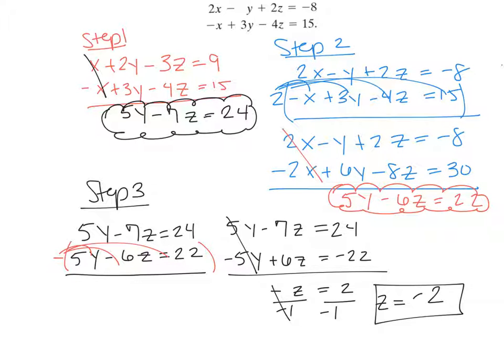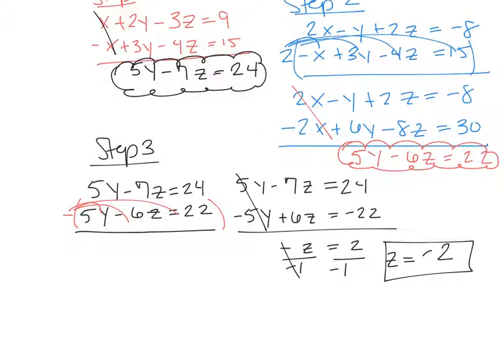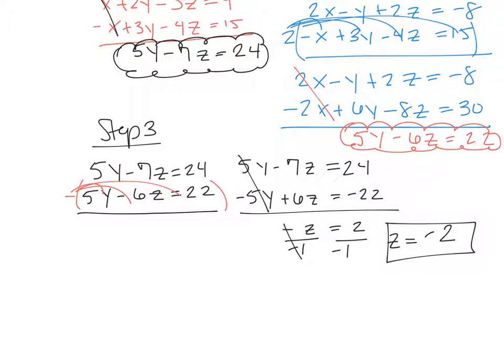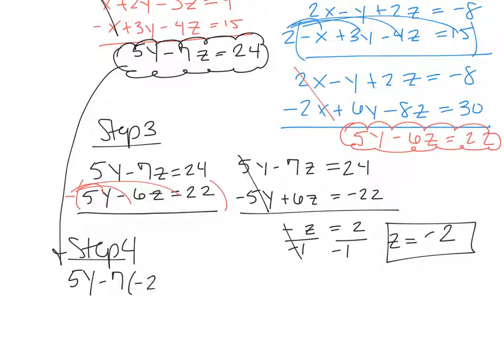My first number. And what I'm going to do with that number is I'm going to plug it into one of my key equations. It does not matter which one you pick, but you do have to plug it into one of them. So I'm going to pick the first one. So in step 4, I'm going to plug into this equation. So I'm going to rewrite 5y, but I'm going to plug in the z. I end up getting 5y plus 14 equals 24.